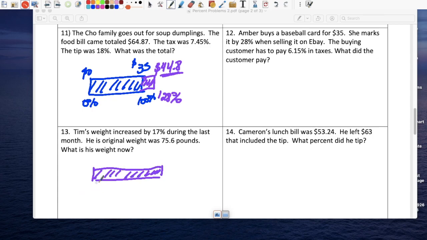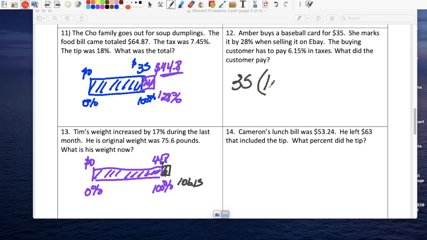0%, 100%, $0, and this is 44.8. Now the customer has to pay taxes, right? So for the customer, this is his price, $44.80, and we're going to have to add just a little bit, 6.15% in taxes. So that's going to take us to 106.15%, and that's what you end up multiplying. So it's 106.15% of $44.80.